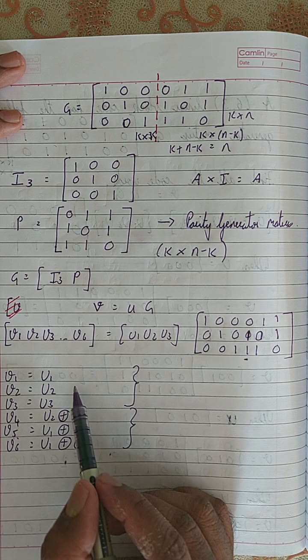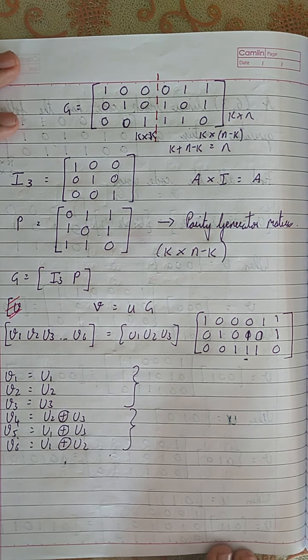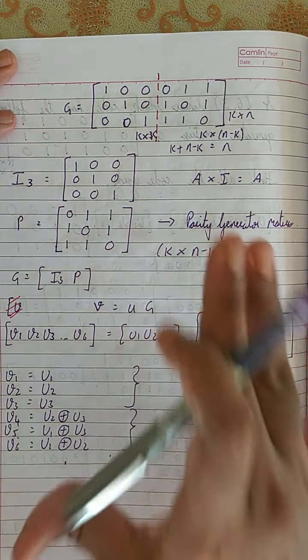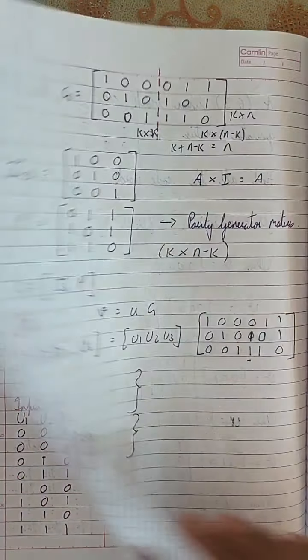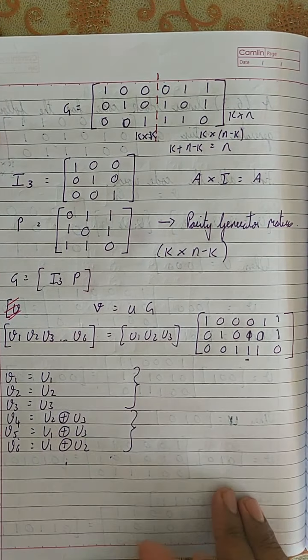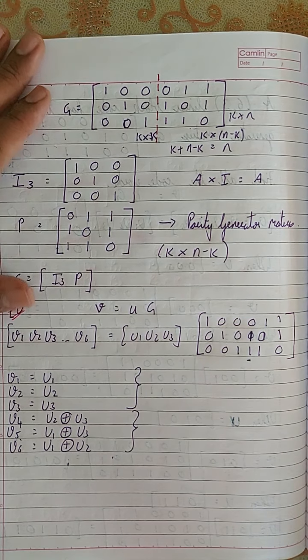For the first part, all you need is the identity matrix. That is how we got this structure, which is what you call a systematic block code. Okay, so this is for a 6-3 block code.